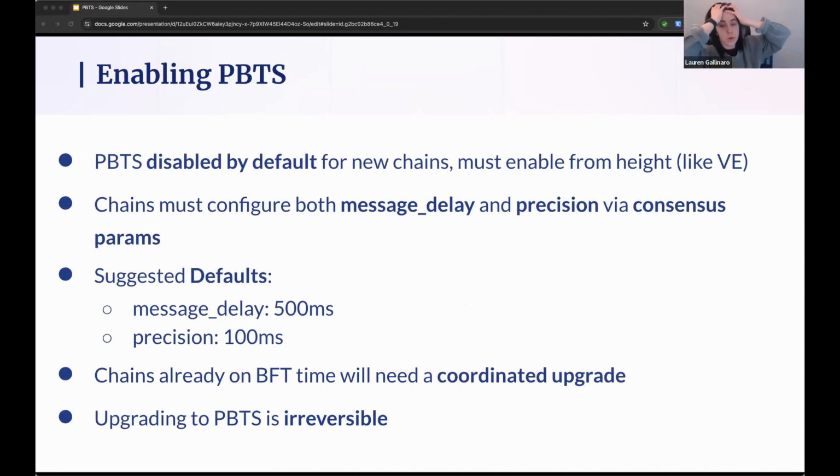Cool. Similar to vote extensions, we'll have a PBTS enable height. And this is a one-way change, right? Upgrading to PBTS is irreversible, and you'll need a coordinated upgrade. That will be a parameter, as well as our synchrony params, message delay and precision. Again, these are suggested defaults, but I imagine those will be tuned on a per network basis. I don't know if anyone has any questions or anything to add on this.